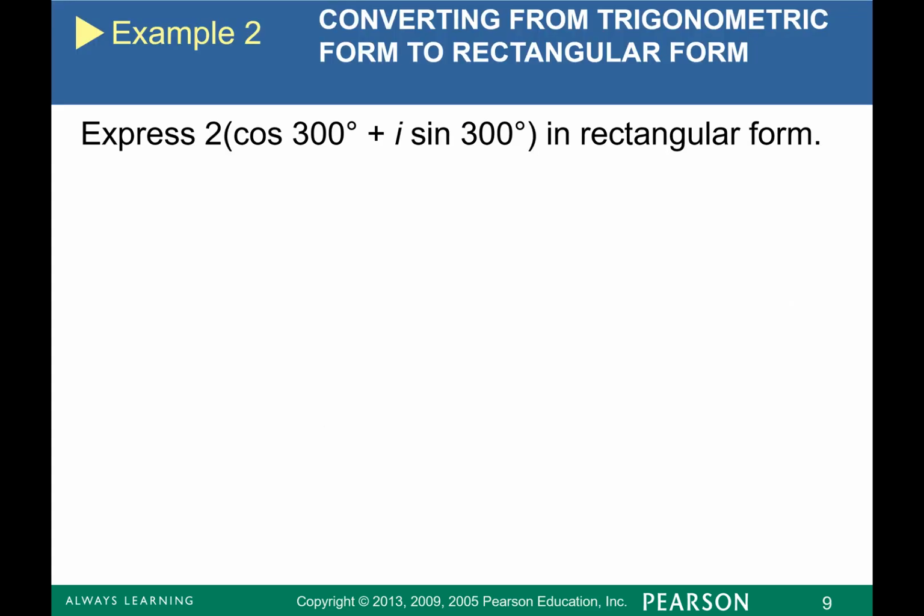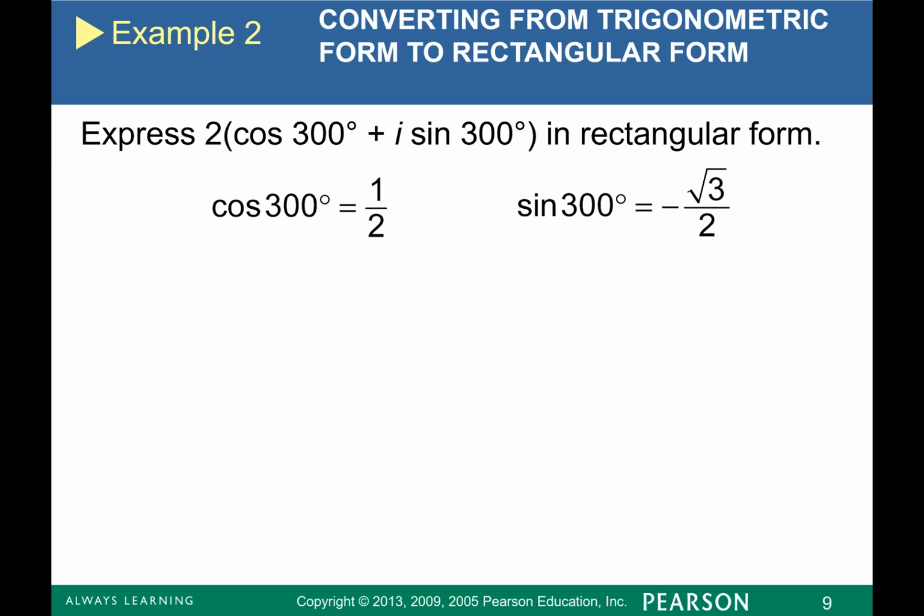Okay, so if we want to express 2 cosine 300 degrees plus i sine of 300 degrees in rectangular form, to get the x, we're just going to take r times the cosine of 300. To get the y, we're just going to take 2 times the sine of 300. So cosine of 300, 300's in the fourth quadrant with a 60-degree reference angle. And cosine is positive in the first and the fourth. So that's how they got 1/2 here. Just a little bit of review.